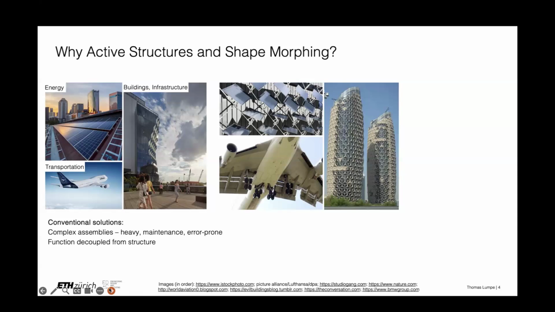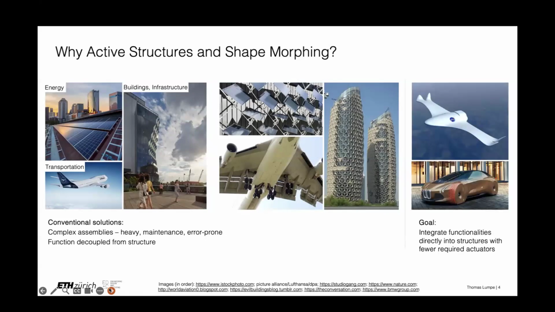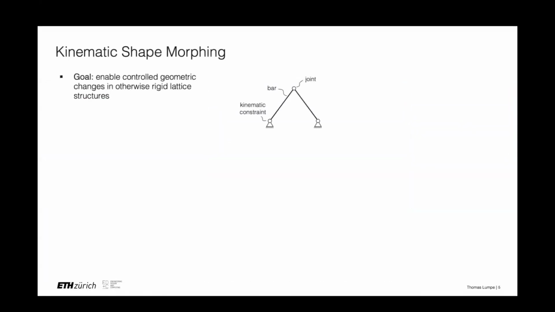So the structure is usually designed, and second, it's then activated. And the goal here was to be able to integrate the functionalities of the shape morphing directly into the structural design, and also to try to require fewer actuators, or even in the 4D printing case, no actuators. So in this paper, he looked at kinematic shape morphing, and I'll just review a few principles here, but not go into them in detail.